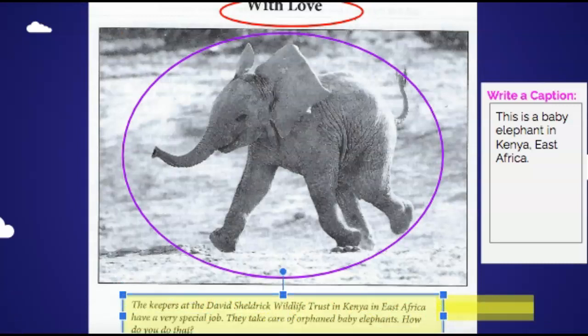The keepers at the David Sheldrick Wildlife Trust in Kenya and East Africa have a very special job. They take care of orphan baby elephants. How do you do that?